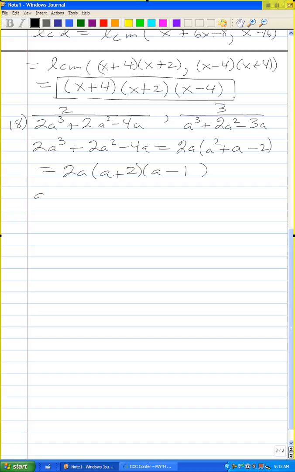Next, let me look at a cubed plus 2a squared minus 3a. Well, what's in common is a. What remains is a squared plus 2a minus 3. And so, again, this is a monic polynomial, so I can factor this as follows. Bring down the plus, times minus is minus. I want two whole numbers whose product is 3 and whose difference is 2. 3 and 1.